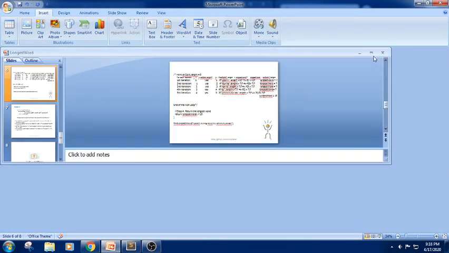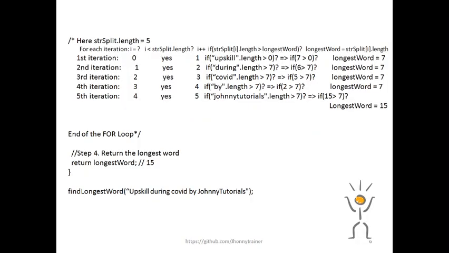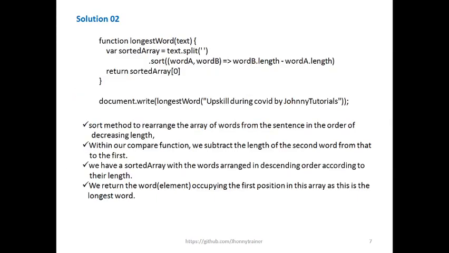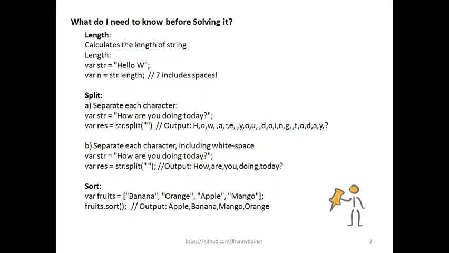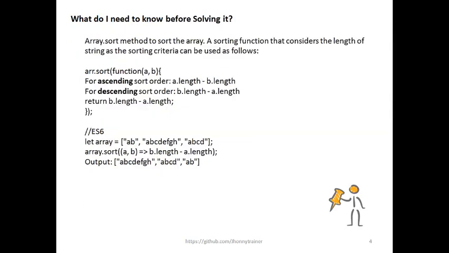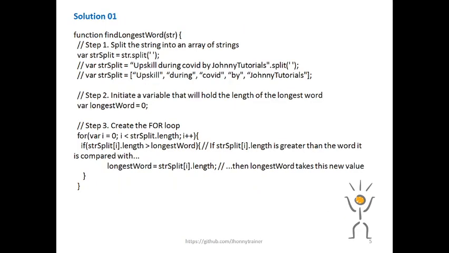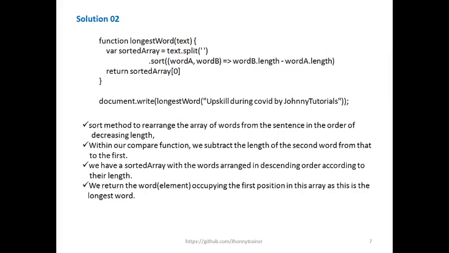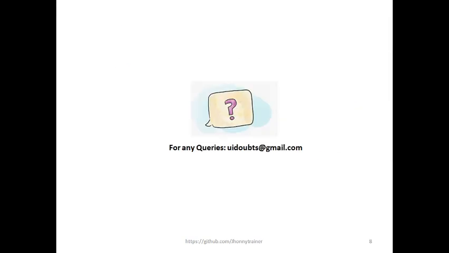Sorry, it went wrong. Let us see. So based upon this, it is performing this way. In this tutorial we have understood length, split, and sort, using an arrow function, that is ES6 notation, where it will calculate from descending to ascending, highest to lowest and lowest to highest, and we have found the largest word using these two solutions. If you have any queries on this program, you can just drop us a mail.